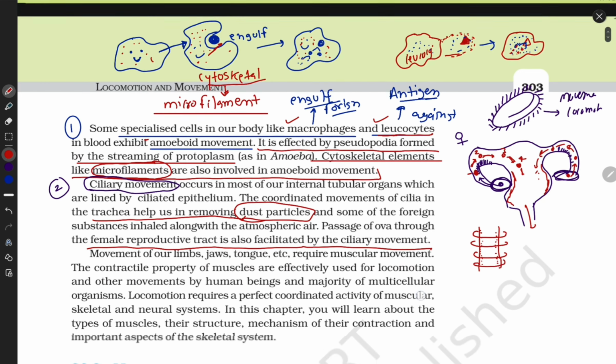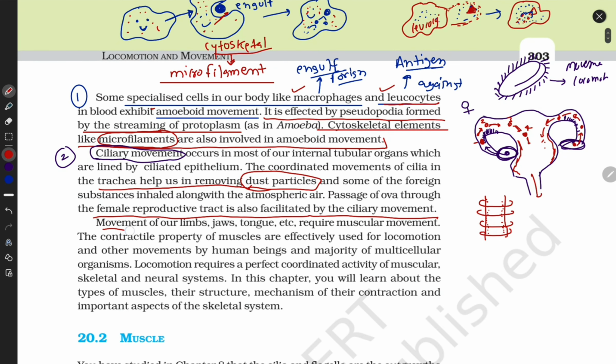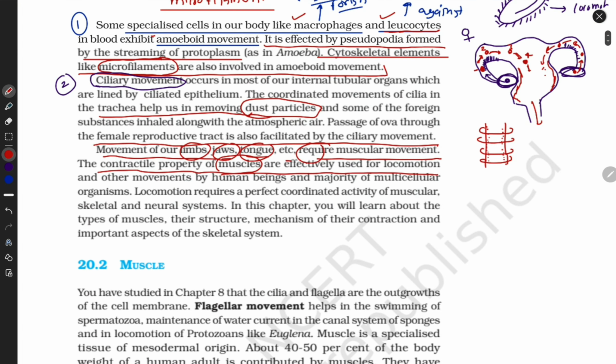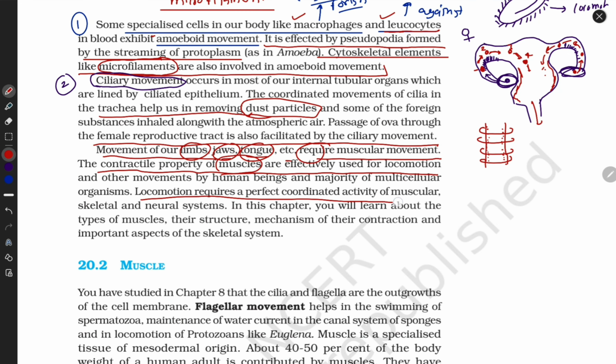Okay, now next: movement of our limbs, jaws, tongue, etc. requires muscle movement. The contractile property of muscles is effectively used for locomotion. This is the movement. But if we want to do some locomotion, then muscle is very useful. Our third type is muscle. Alright. Locomotion requires perfectly coordinated activity of muscles, the skeletal and the neural system. So let's start with muscles.